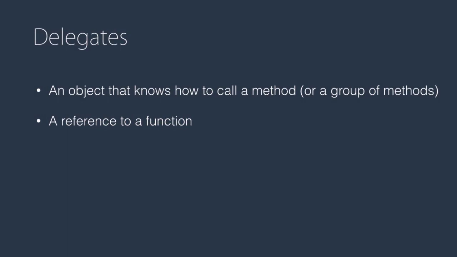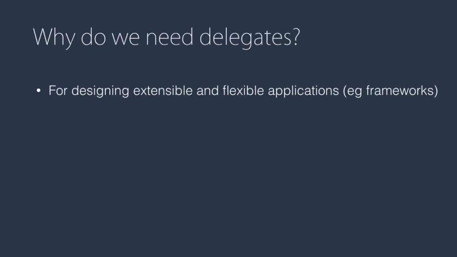So to recap, a delegate is a pointer to a function, or more accurately, it's an object that knows how to call a method or a group of methods. We use delegates to achieve flexibility and extensibility. Of course, we don't need this all the time, but if you're designing an application or a framework where extensibility or flexibility is a concern, we can use delegates for that. Alternatively, we can use interfaces.